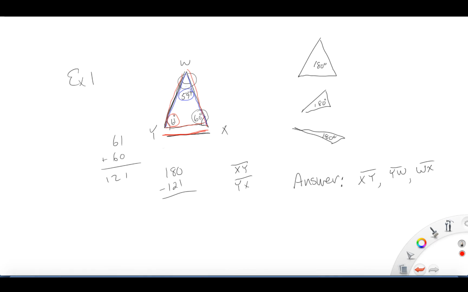So look for the smallest angle first. There's 59. You know that the opposite line is going to be the shortest. And then you're naming them. Okay, pretty simple. Let's go to example 2. Example 2 says, which sides of the triangle are the same length? Well, we're going to have to do some work in order to find that information out.